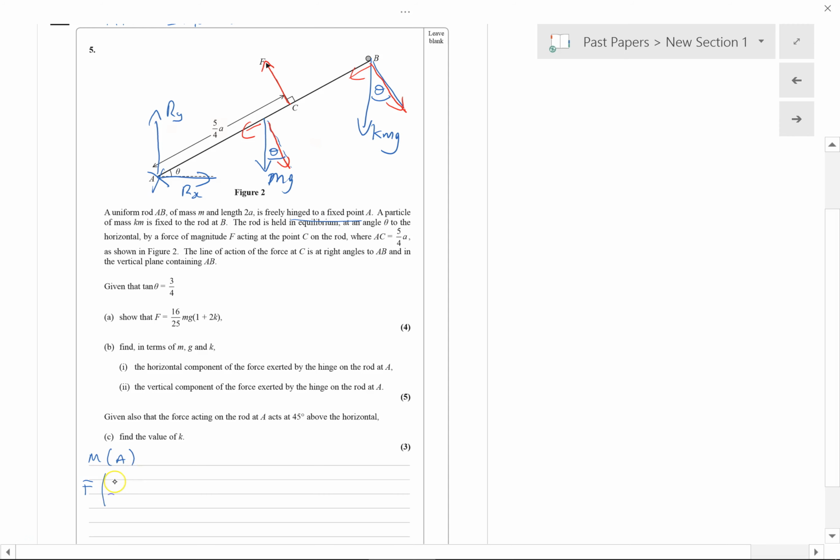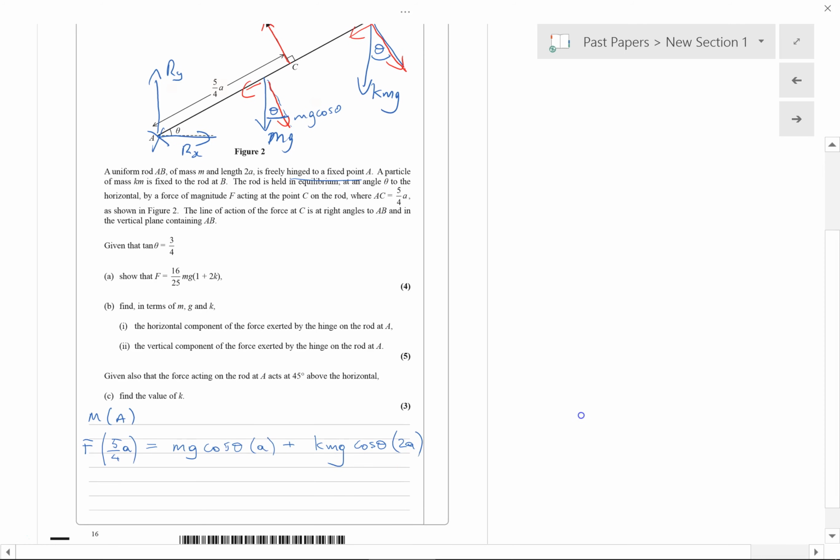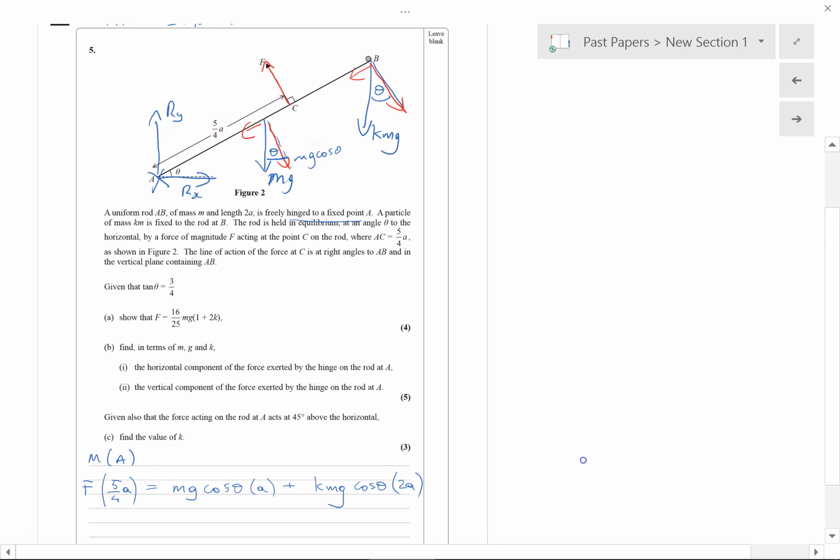F times 5 over 4A equals the component of the weight of the rod, which is mg cos theta. This is obviously mg cos theta because it's next to the angle that we've marked there. So that's mg cos theta times A, plus kmg cos theta times 2A. Okay, so that's it.